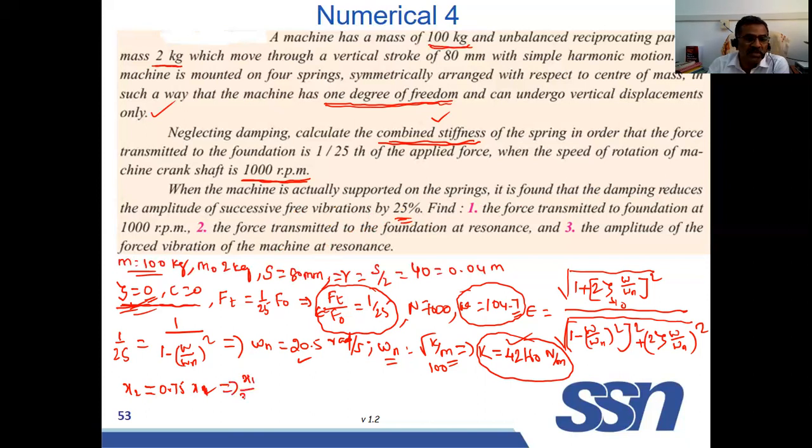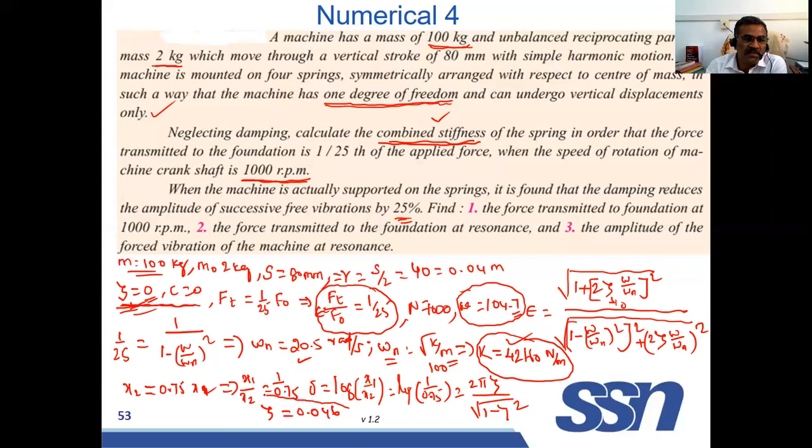From this, x1 by x2 is equal to 1 by 0.75. We know that delta is equal to log of x1 by x2, so this is equal to log of 1 by 0.75. That is equal to 2 pi psi divided by root of 1 minus psi square. From this, you can find the value of psi. Psi is equal to 0.046. So this is the value of psi.